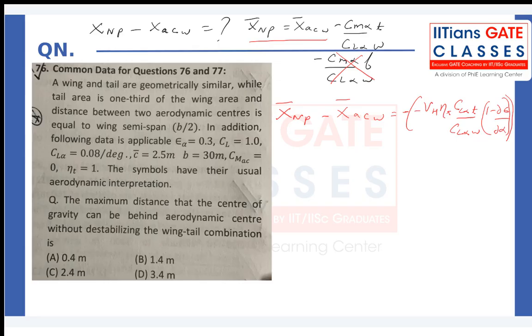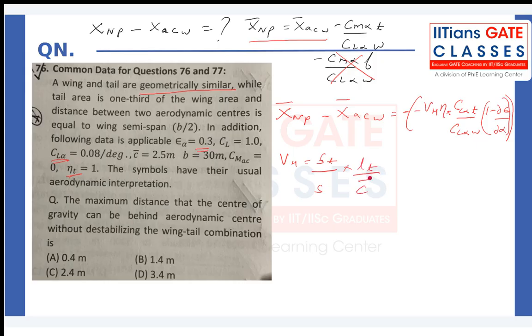So eta tail is given in the question. Cl alpha tail, Cl alpha wing, they've given that the wings are geometrically similar. So Cl alpha of the wing and the tail are the same. Then dou epsilon by dou alpha is given here. That's it, right? So we need to find out VH. What is VH? VH is ST upon S into LT by C bar.